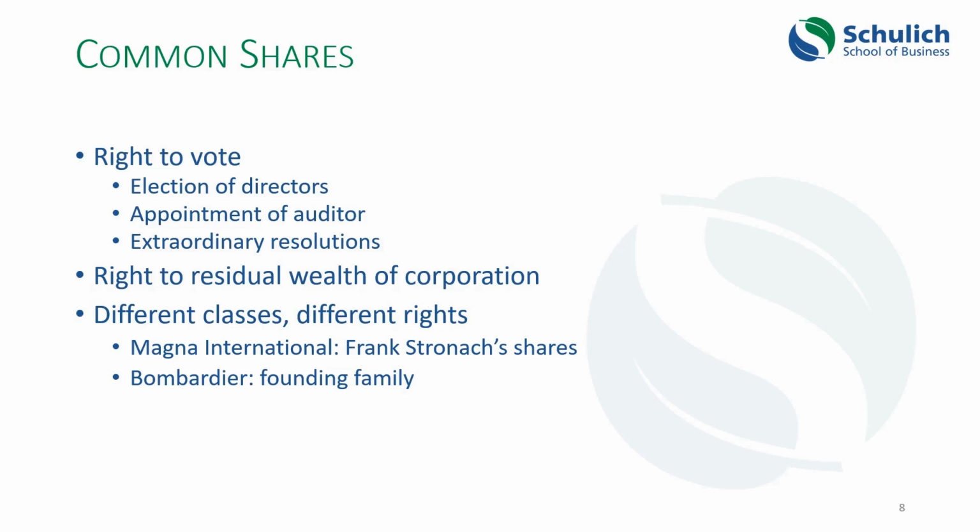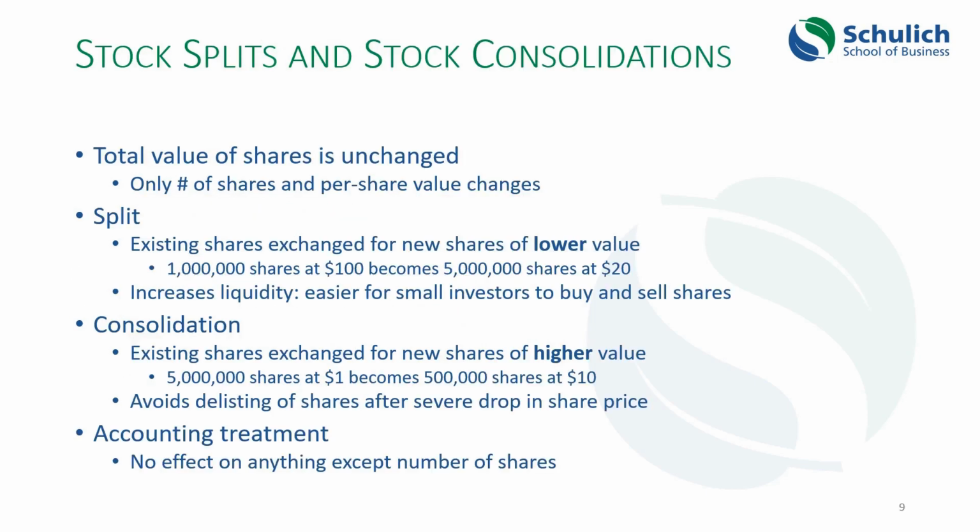And you may find, like in the case of Magna, that the dividends were distributed evenly across all classes of shares, but that the control of the decisions, such as the appointment of directors, was completely in Frank Stronach's hands. So you always have to look at all the classes of shares in a company in order to understand the power structure. This brings us to the topic of stock splits and stock consolidations.